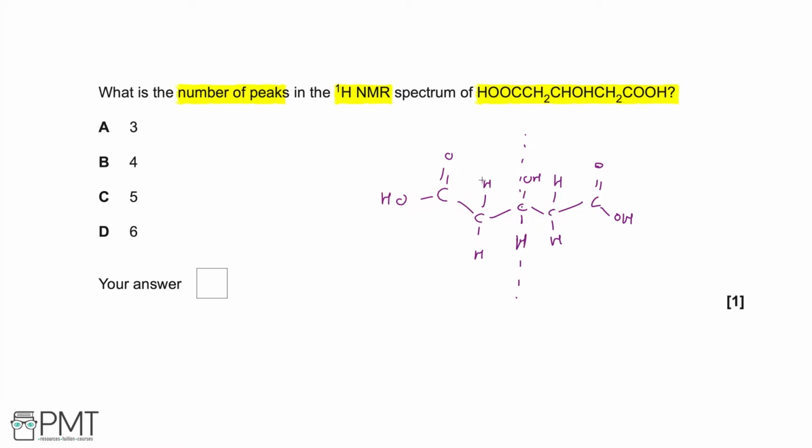So how many environments are we going to have? Well, our first environment will be these 4 hydrogens. These are going to be the same, so I'll number those all as 1. This will be in its own environment, 2. This on the alcohol will be 3. And then we've got 4. So we're going to have 4 different environments, which is going to give us 4 different peaks in our NMR spectrum. So the answer here is B.